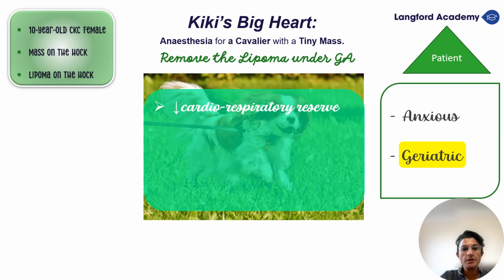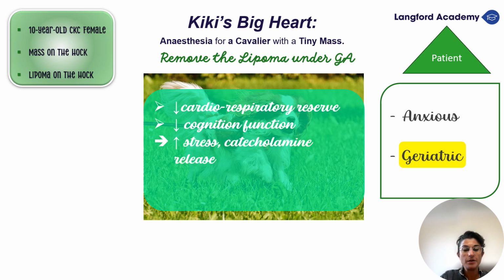Because he's geriatric, he's got a reducing cardiorespiratory reserve, which means that he's most likely at risk of hypotension and decreased cardiac output, but also hypoxemia and hypoxia, because he might have a reduction in lung capacity and elasticity. They also have a decrease in cognitive function, which means that they are more likely to be stressed and increase their catecholamine release, which is quite a problem because it would increase the induction agent dose they need and maybe the inhalant agent quantity they would need.